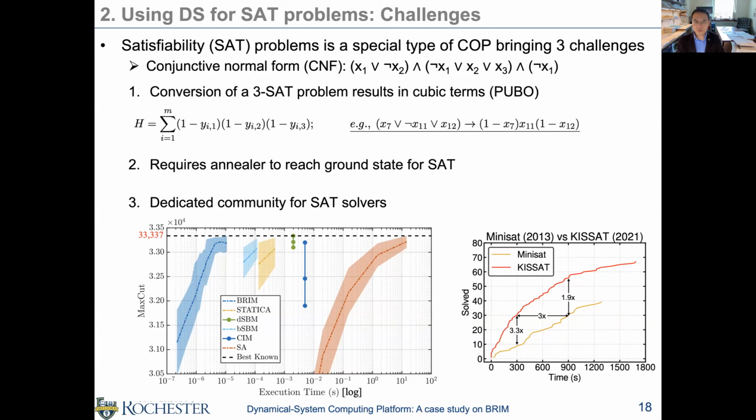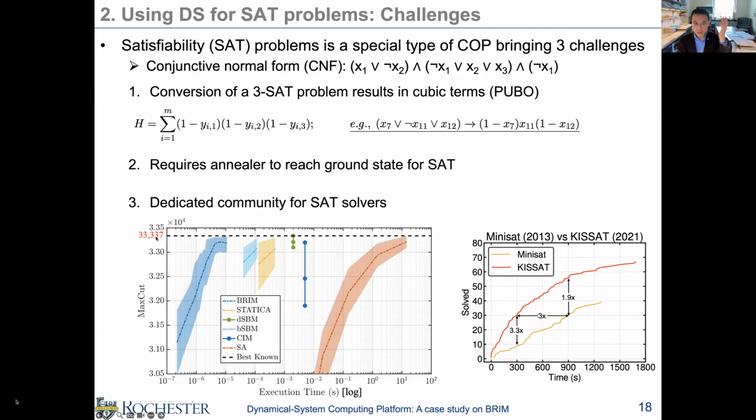We have 3rd-order terms. Second, by its nature, satisfiability requires reaching the ground state. When this Hamiltonian reaches 0, which is its global minimum, you get the solution. Otherwise, you don't know if it is SAT or not. And finally, here's an example to show that when we're doing this optimization, we're just trying to get to some good solution.